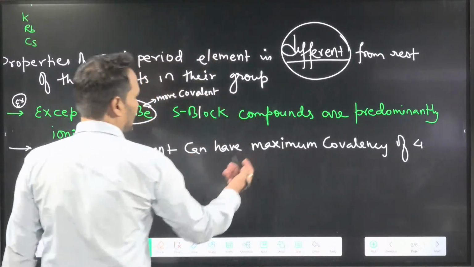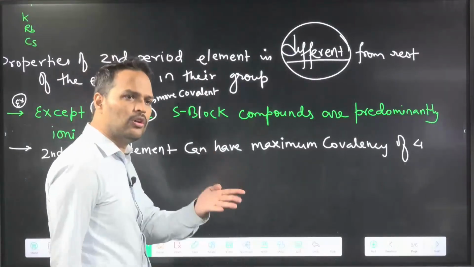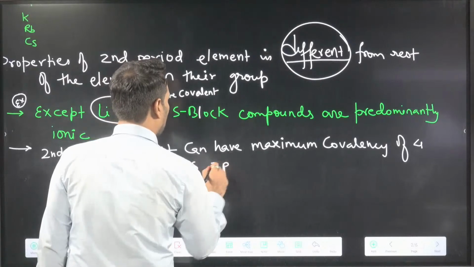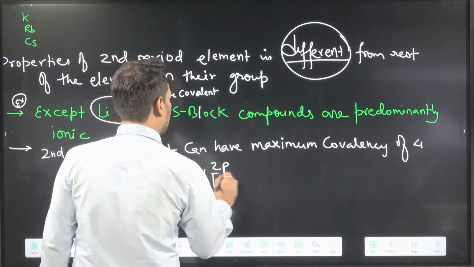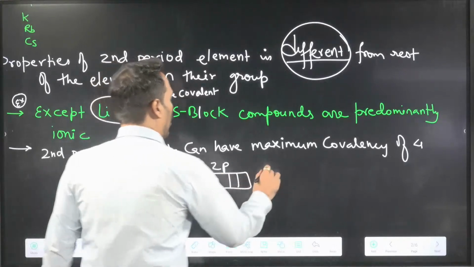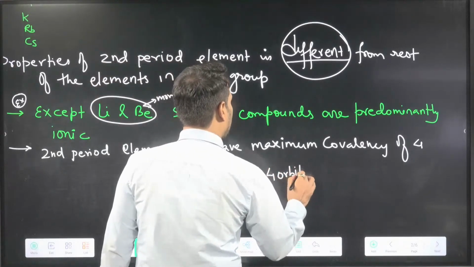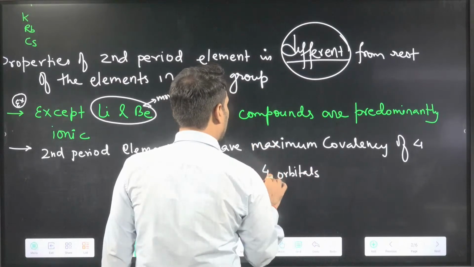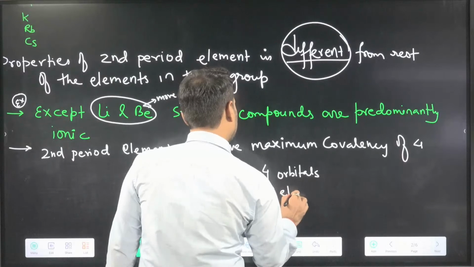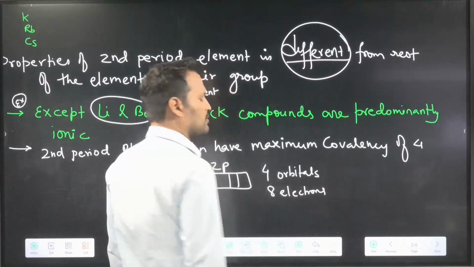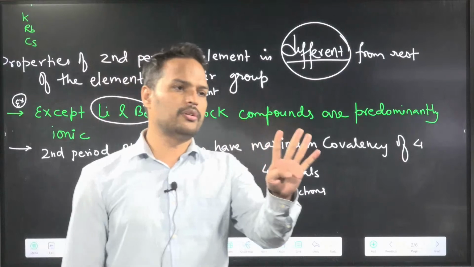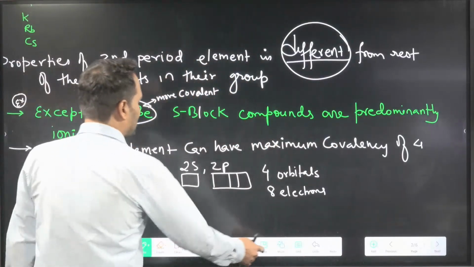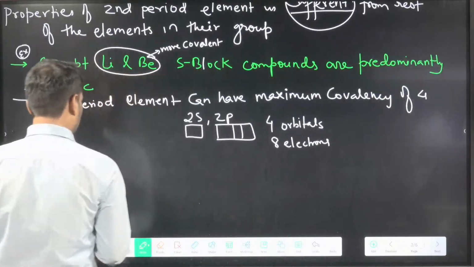ठीक है ना? So second period elements can form only 4 bonds maximum, because you know in the second period we have 2s and we have 2p. 2s means 1 orbital, 2p means 3 orbitals. All together they have maximum 4 orbitals. 4 orbitals means how many electrons can be there? Batao. 8 electrons maximum. 8 electrons means how many bonds? 4 bonds. Clear with this point? So they cannot expand their octet.